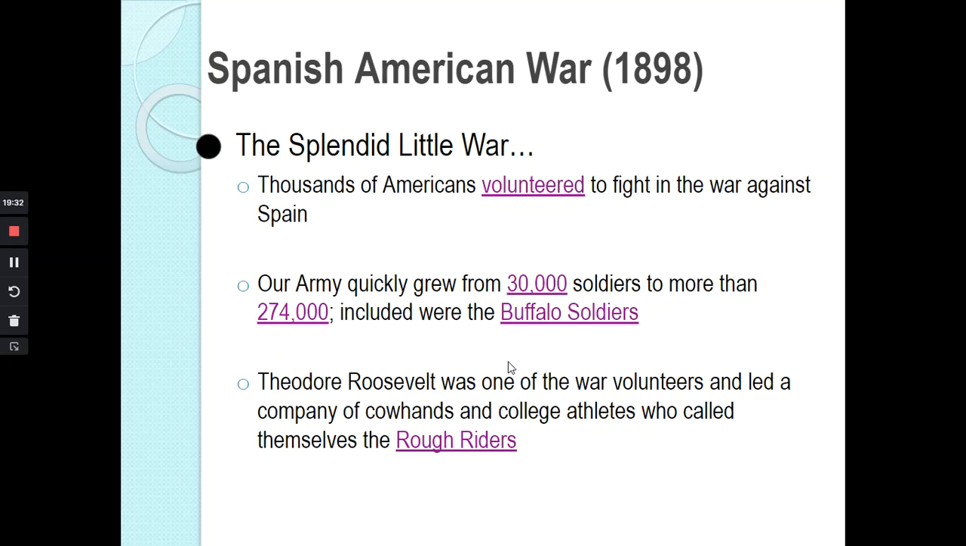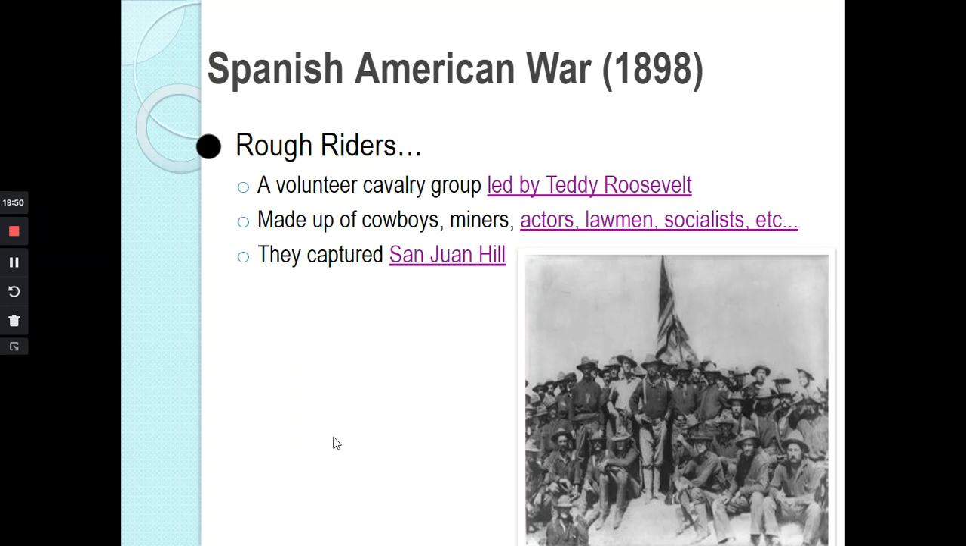Roosevelt has to be saved by the Buffalo Soldiers. The Buffalo Soldiers were African American soldiers and led by Pershing. I'm getting ahead of myself. You'll see that in a minute. And they're the ones who are going to help save Roosevelt in this war. So, they meet in Tampa, led by Teddy Roosevelt, the Rough Riders, and they go and they capture San Juan Hill.